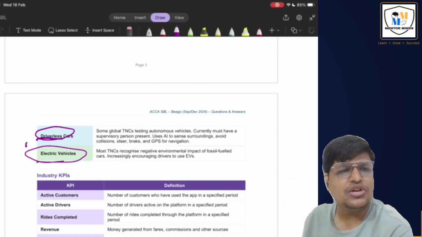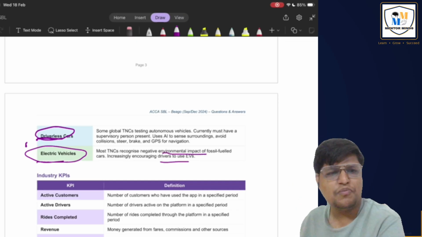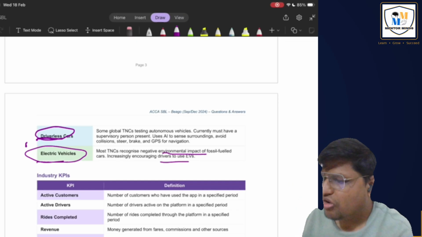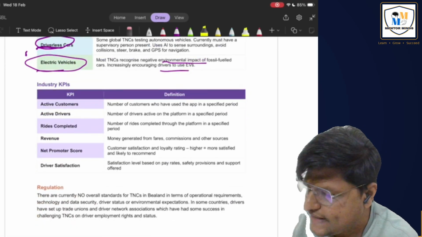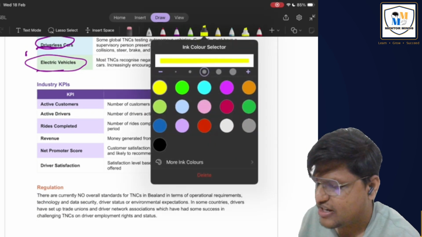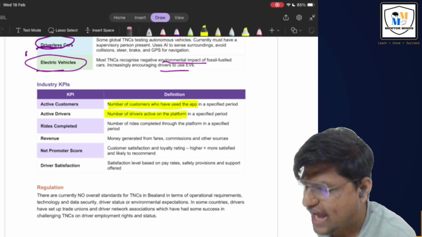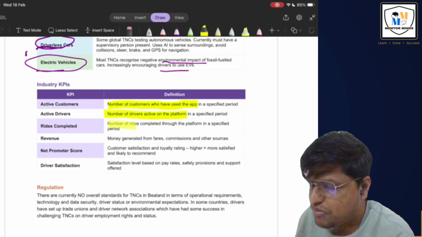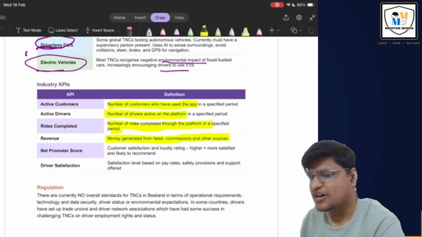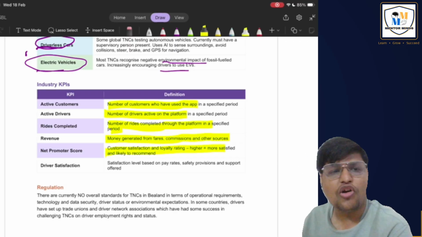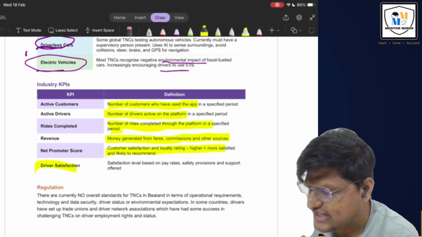And then we talked about EV. Obviously, if EV is there, the environmental impact will reduce because the pollution would reduce. Now, always remember what is KPI, key performance indicator. How we will see that we are working great or not. We will first check how many customers have used our app, how many drivers are active, number of rides completed through our platform, how much commission we have earned, customer satisfaction and loyalty rating. Because in the long term also we have to see, and also the drivers' satisfaction.